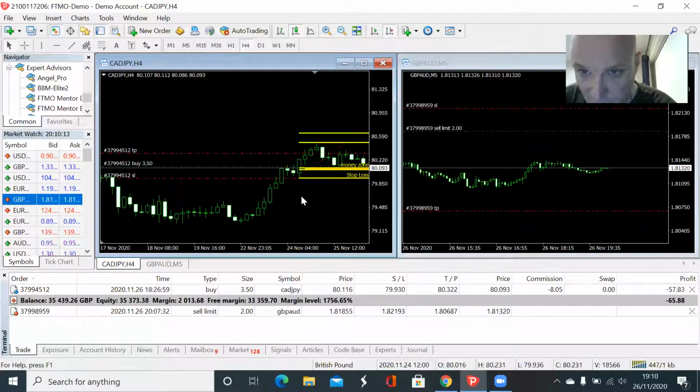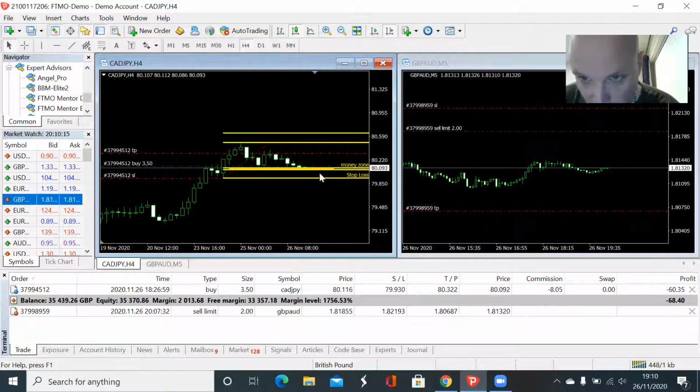And where are we at? We've got what we call the money zone on here. We're looking to come down, to retrace, to go back up. So again, this is the FTMO challenge, day 4.